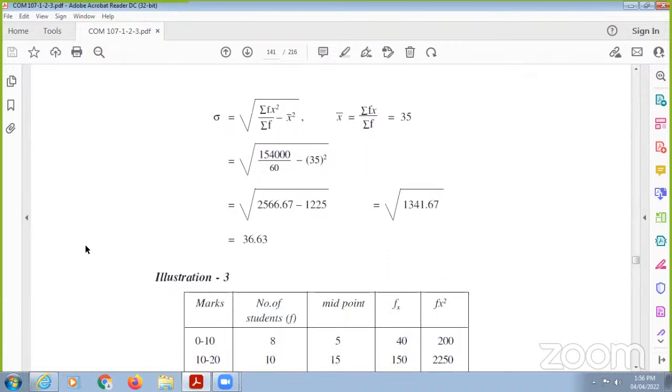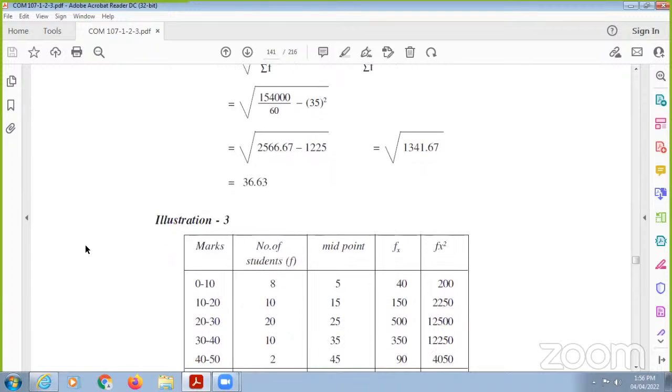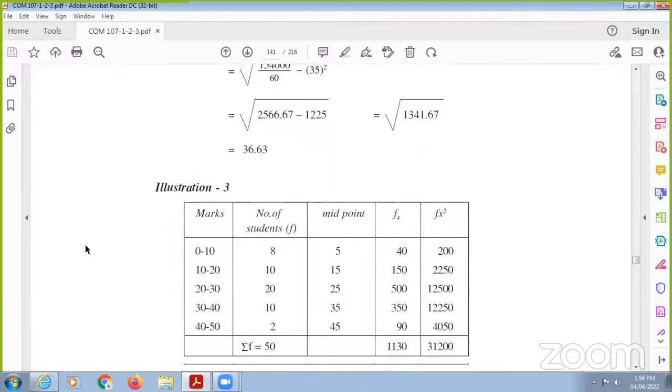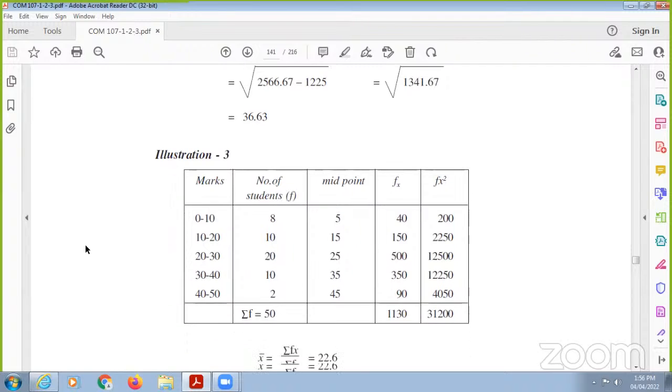Now the second example, illustration 3, group data: 0 to 10, 8; 10 to 20, 10; 20 to 30, 20; 30 to 40, 10; and 40 to 50, 2. Now the total is 50. Now the midpoint is taken: 5, 15, 25, 35, 45. Now fx, that means multiplication of the second column and third column. 8 into 5, 40. 10 into 15, 150. 20 into 25, 500. Then 10 into 35, 350. And 45 multiplied by 2, 90.